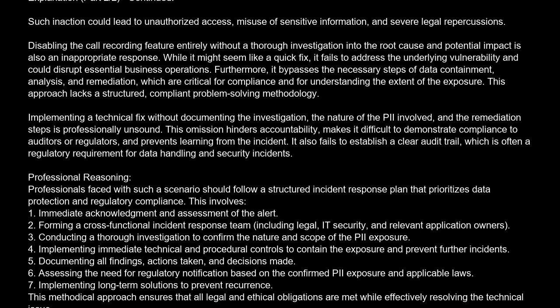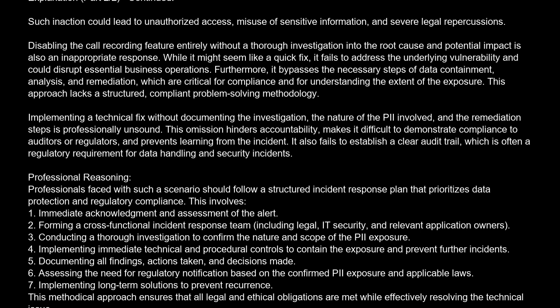and regulatory compliance. This involves: 1. Immediate acknowledgement and assessment of the alert. 2. Forming a cross-functional incident response team, including legal, IT security, and relevant application owners. 3. Conducting a thorough investigation to confirm the nature and scope of the PII exposure. 4. Implementing immediate technical and procedural controls to contain the exposure and prevent further incidents.